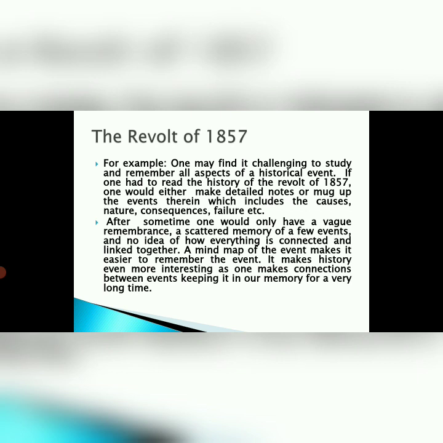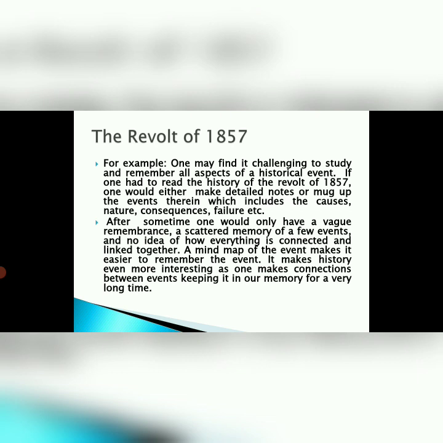So if you had to read the history of the Revolt of 1857, you would cover its causes, its consequences, nature, failure, etc. And that's it. Once the exam is over, you are done with it. So what stays with you is a vague remembrance, a scattered memory of a few events. But when you make a mind map of the event, it's easier to remember all the aspects.